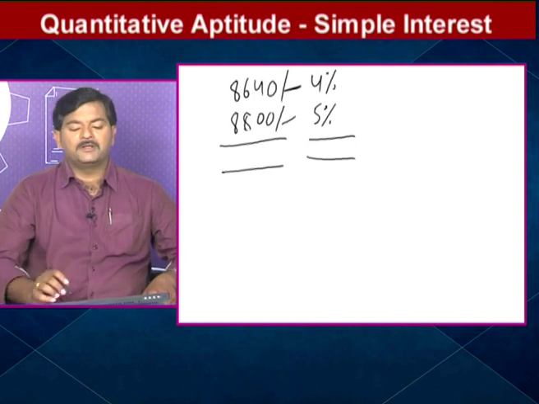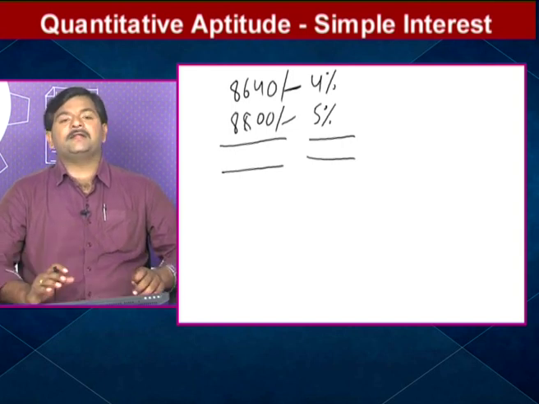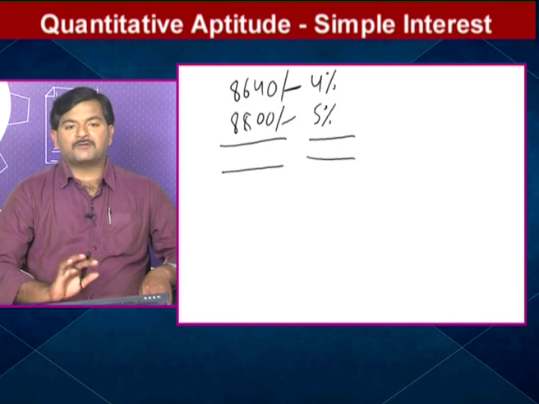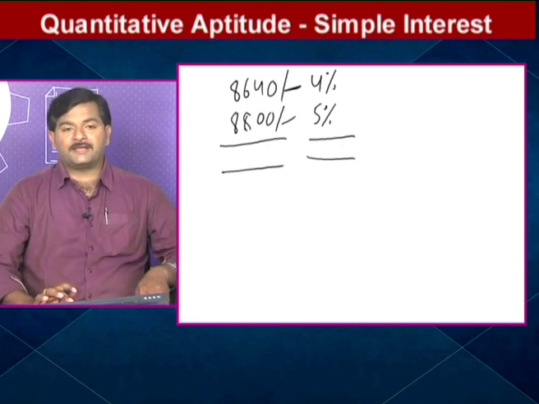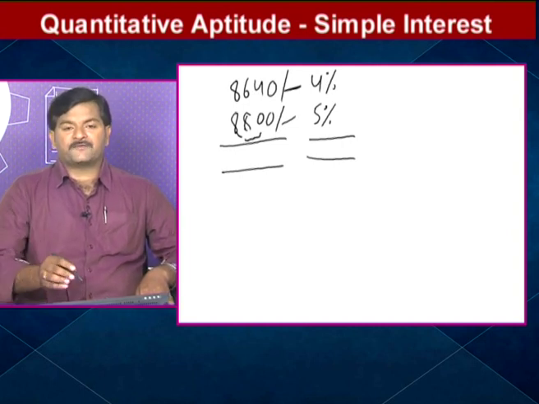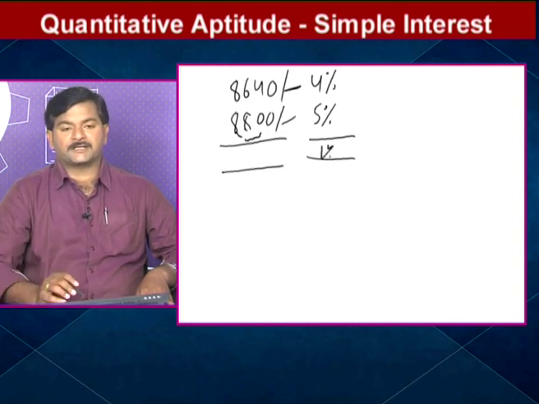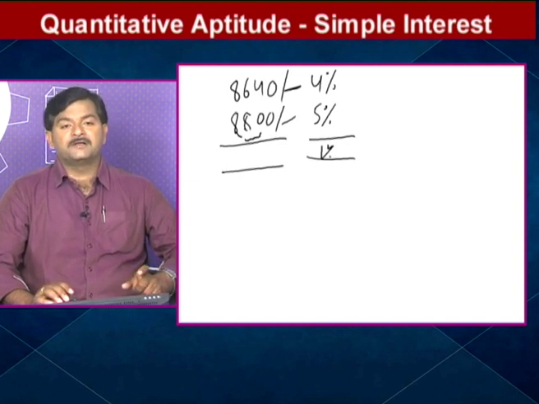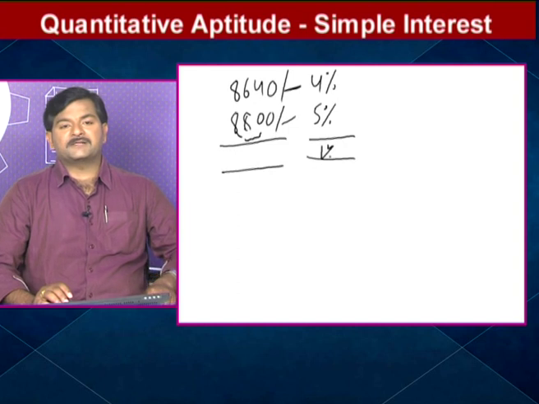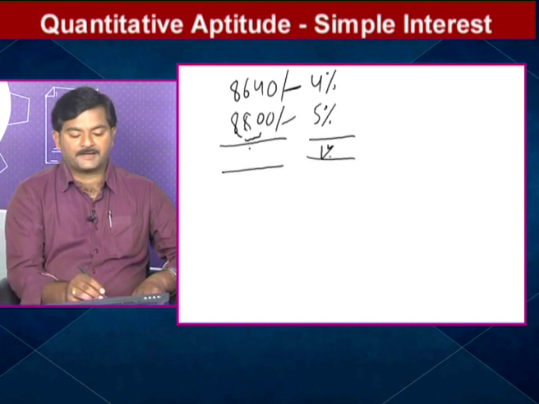So we have just seen one question. If the rate of interest is 4%, after a certain time the amount becomes 8640. Here, it is 8800. Why has the amount increased? Because the rate of interest has increased, by only 1%. Since the rate is increased by 1%, the difference is 8800 minus 8640, clearly 160.